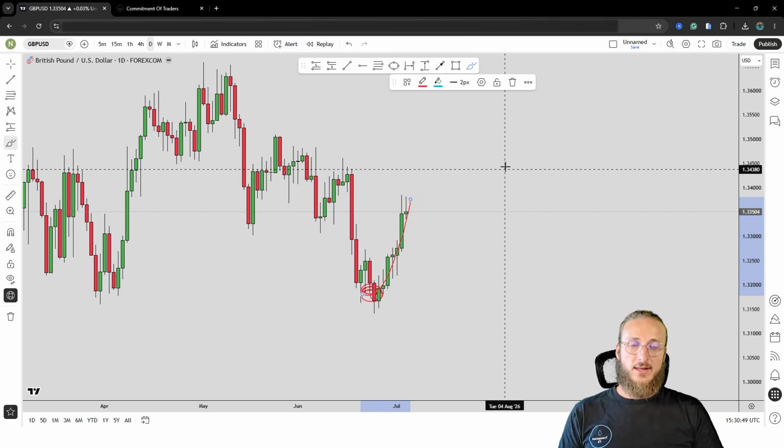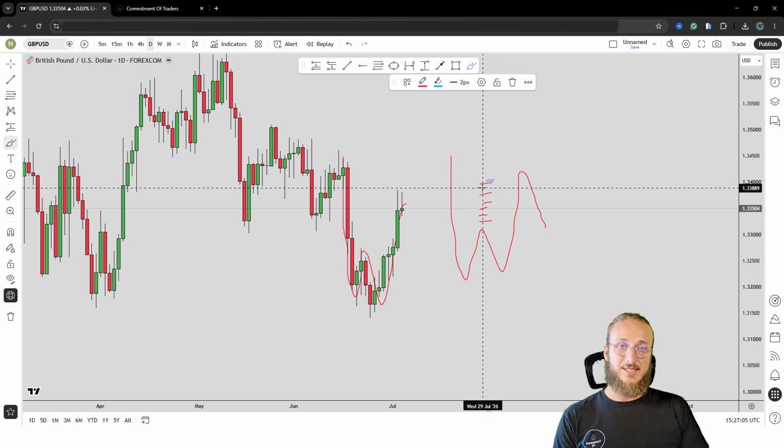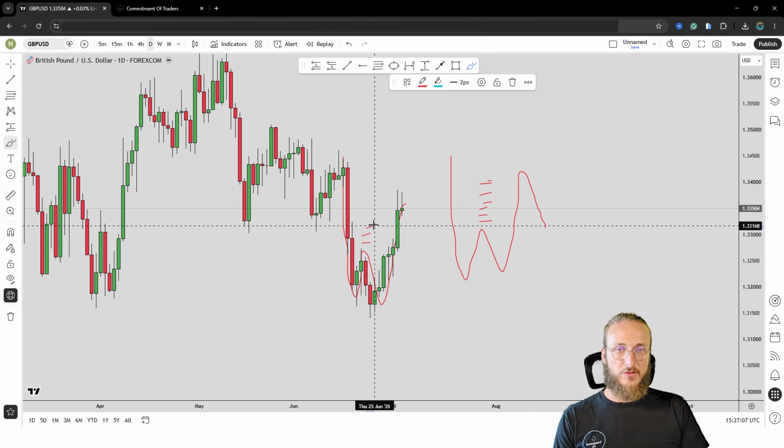Now, back to the analysis. So when the market then creates a rejection higher, all those stop losses get triggered. So a lot of stop losses were above this high.